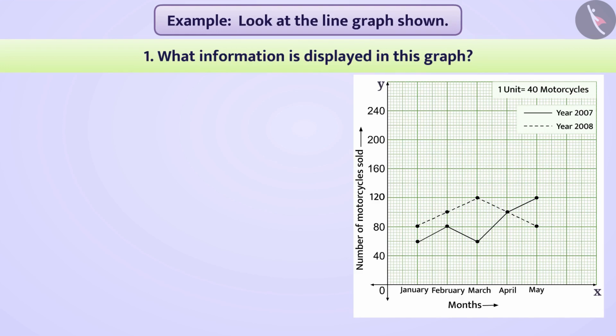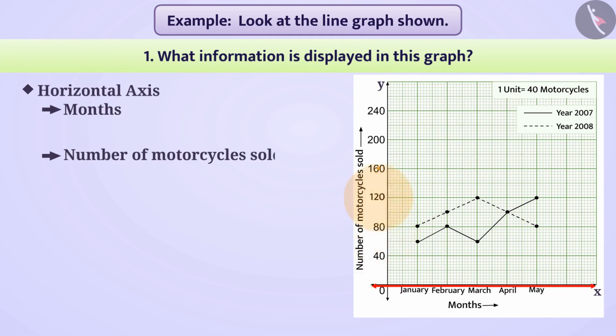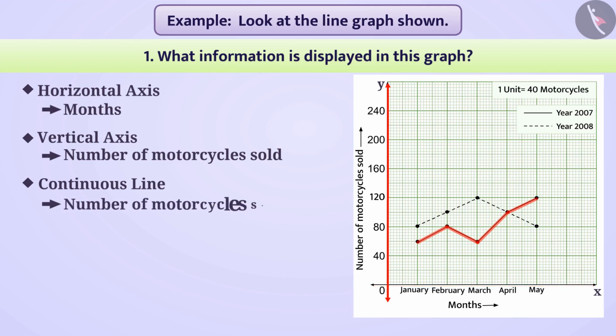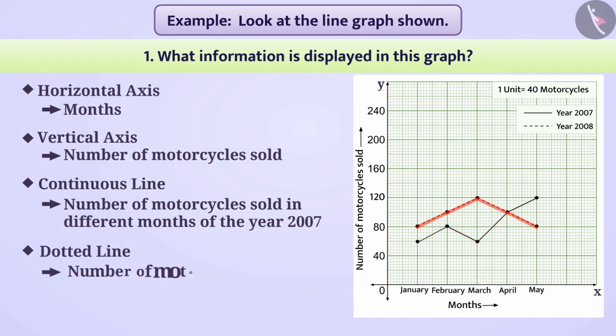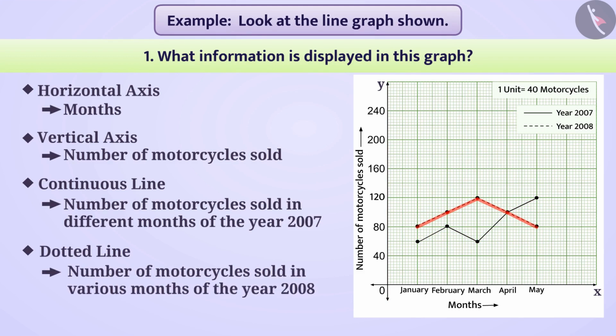The graph shows the months on the horizontal axis and the number of motorcycles sold on the vertical axis. In this way, the continuous line shows the number of motorcycles sold in different months of the year 2007 and the dotted line shows the number of motorcycles sold in the various months of the year 2008. The graph in this way compares the number of motorcycles sold in various months of the year 2007 and the year 2008.